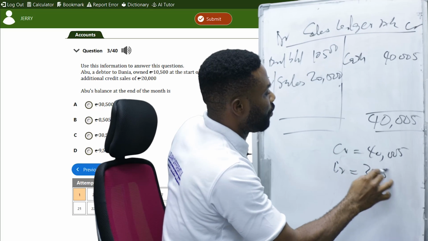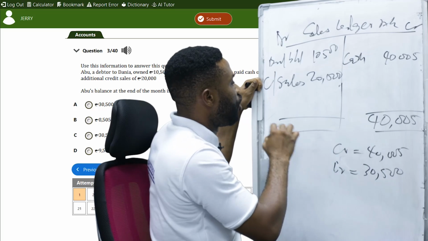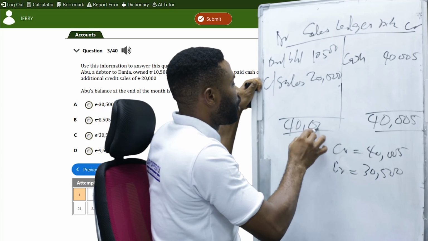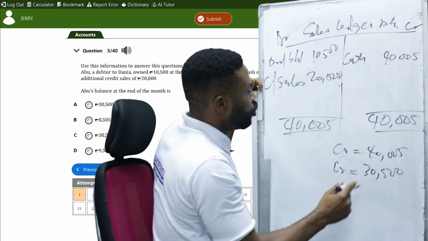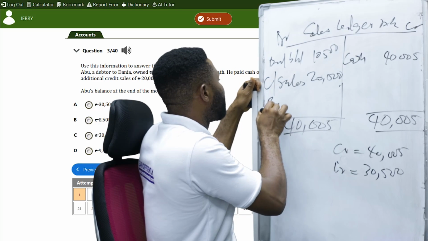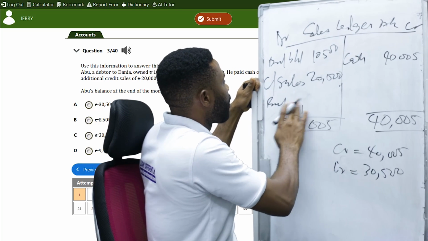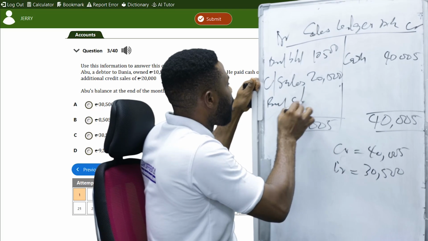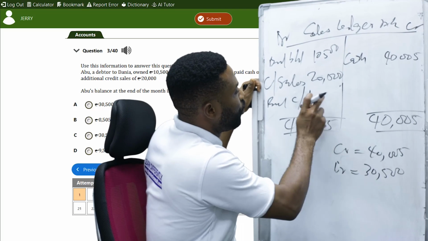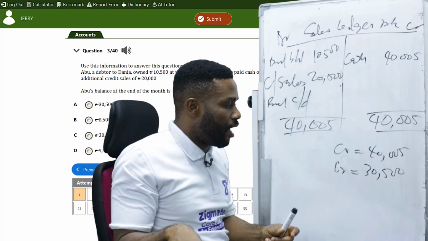30,500. So here is higher than here. So you come here, write your 40,005. Now, when you subtract them, your balance carried down is going to be on this side. So let's quickly subtract now.